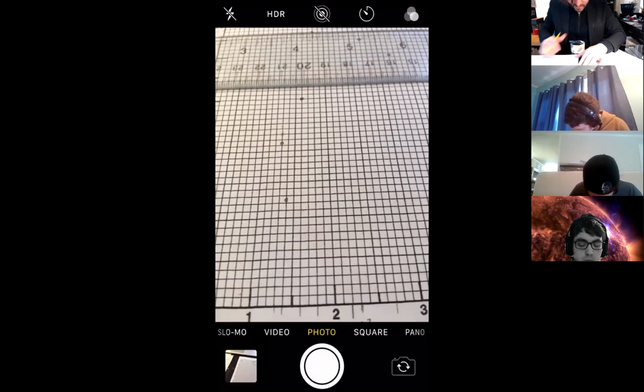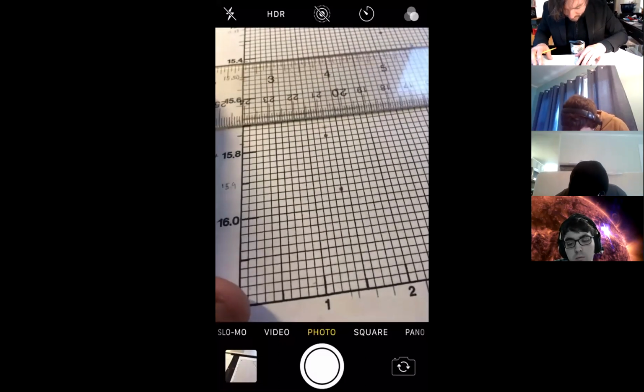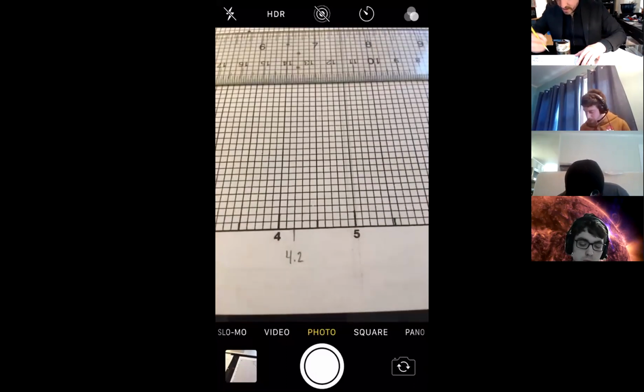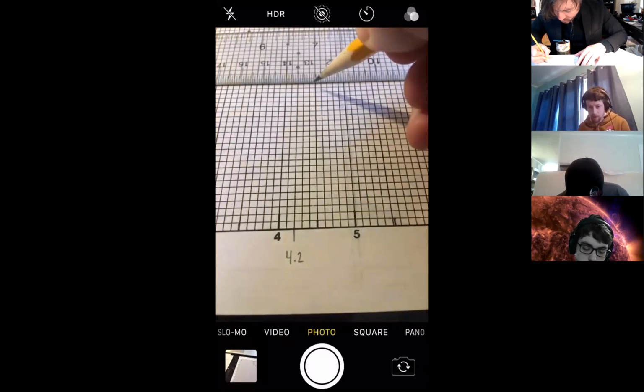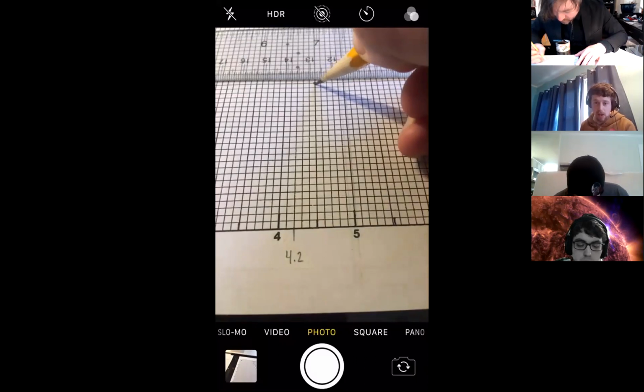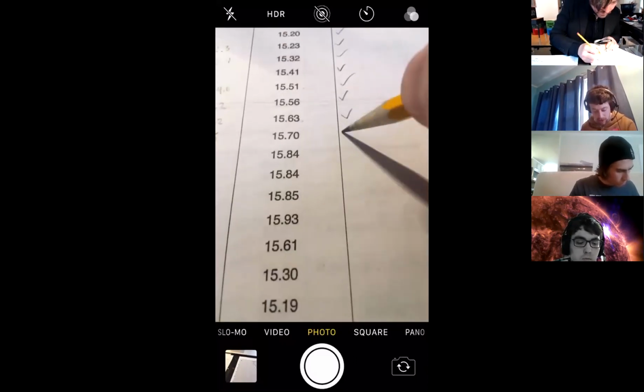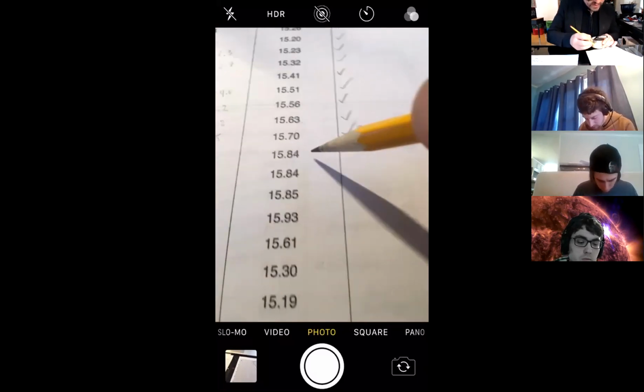We're at the halfway mark now. 4.5, Mark, because 15.7. So here's 15.7. Okay, and then we go to 4.5 and we go up. Boom. Yeah, this one's pretty easy. That 5.2 one is nice. 5.2 and 15.84.